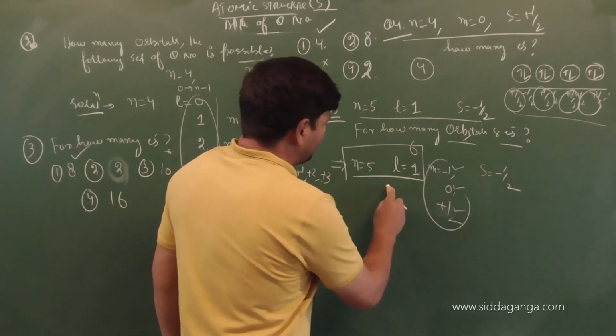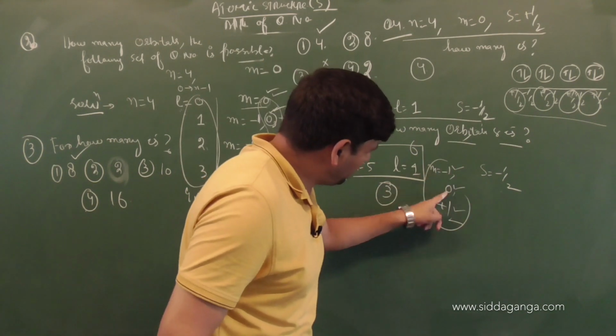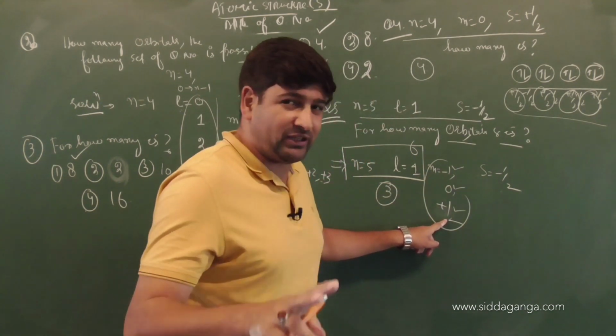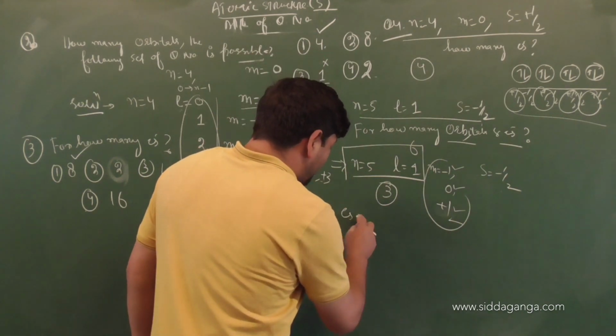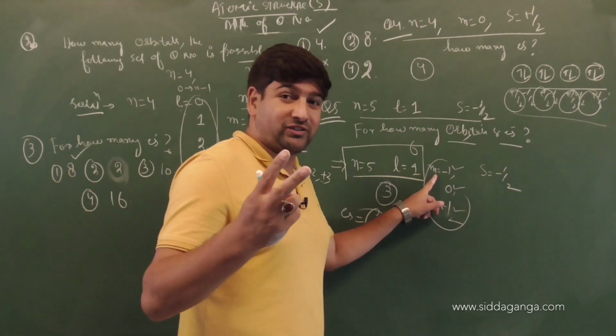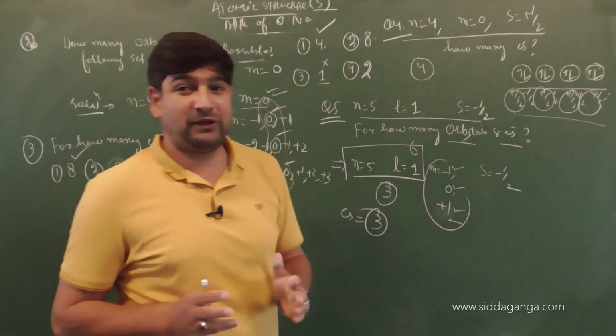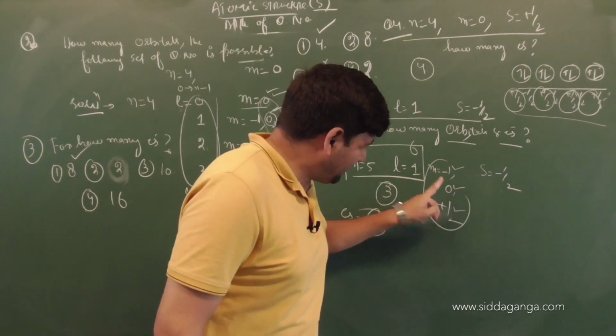So the number of orbitals will be 3, because when the L value is 3, how many M values will there be? 1, 2, 3. So the total orbitals will be 3, and the total electrons will also be 3, because each orbital can accommodate 2 electrons, and each electron will have what spin? Plus half, minus half. So each of these will contain minus half, minus half, minus half.